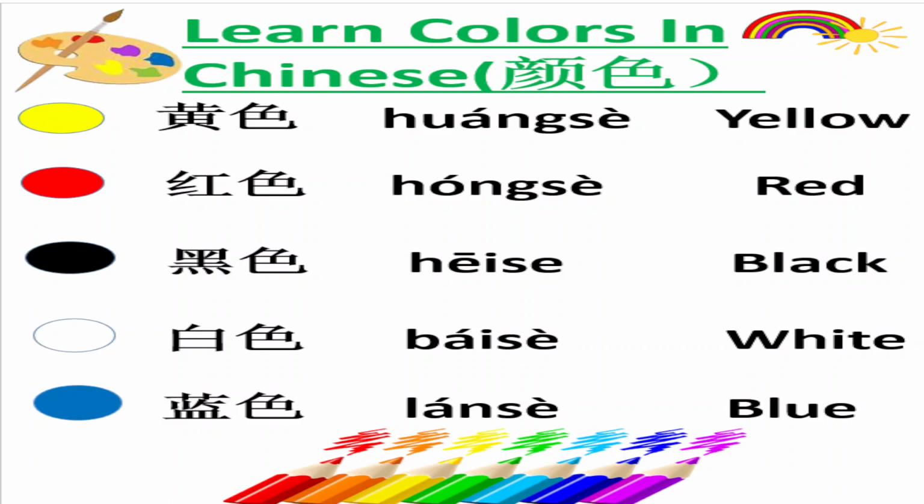Bai ce. Number 5. Last one. Blue. Blue is lan ce. Lan ce. Huang ce. Hong ce. Hai ce. Bai ce. Lan ce. Okay, now you know how to say some colors in Chinese.